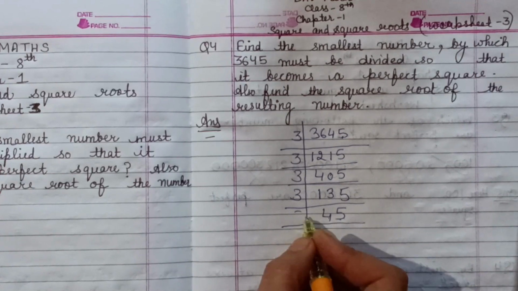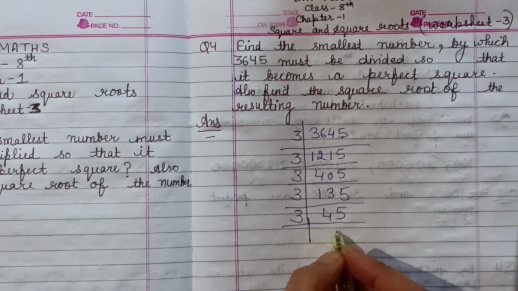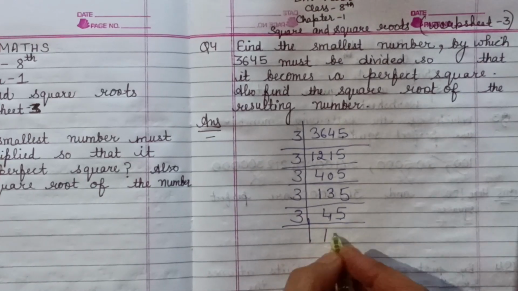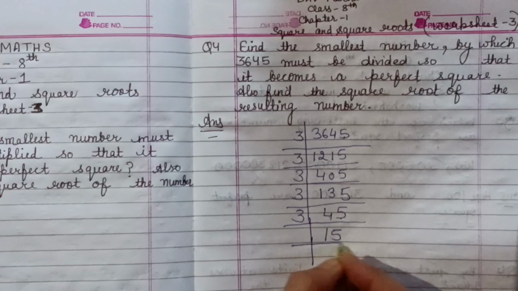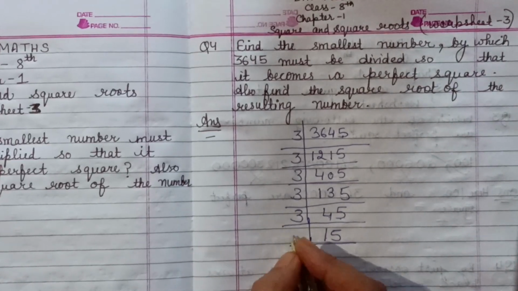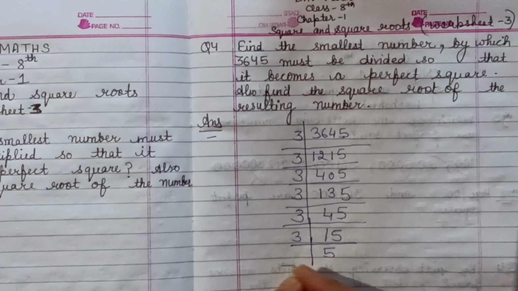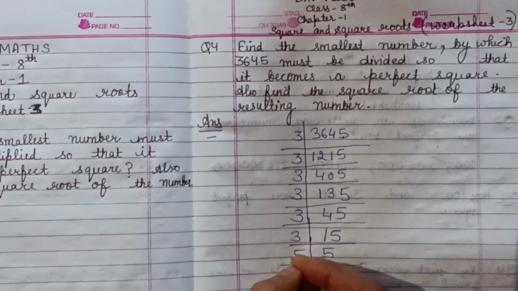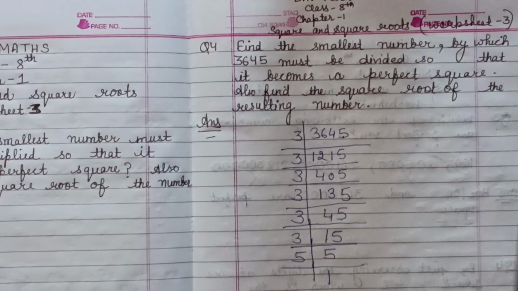5 plus 4 is 9. This is also divisible by 3. 3 1s are 3, 3 5s are 15. 5 plus 1 is equal to 6. 6 is divisible by 3. 3 5s are 15. And 5 is divisible by 5. 5 1s are 5. Here 1 is our remainder.